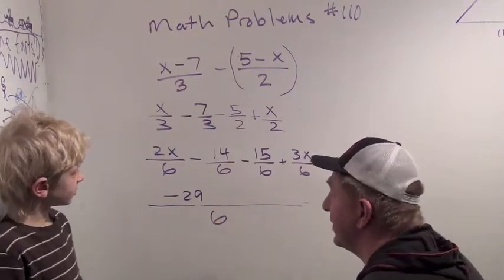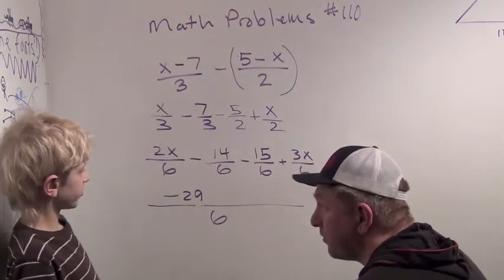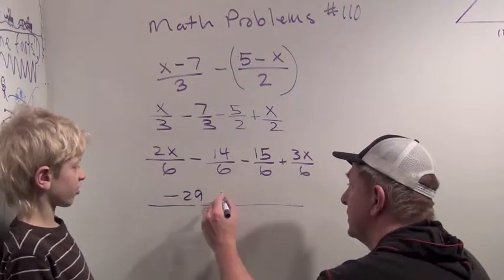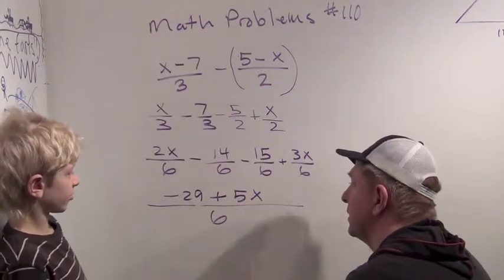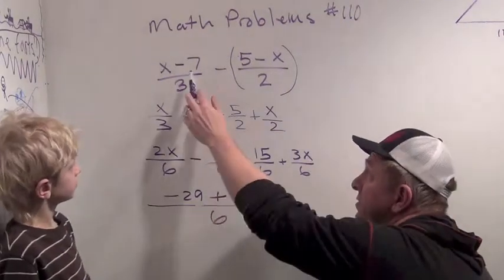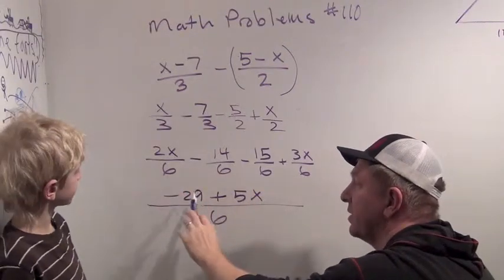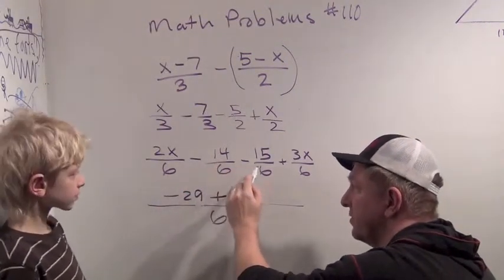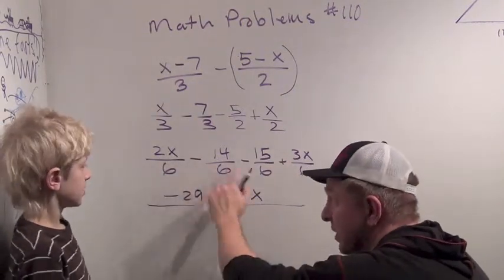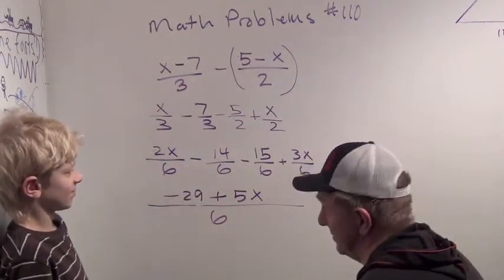What about the non-numbers? The 2x over 6 plus 3x over 6 is going to be 5x over 6. So minus 29 plus 5x over 6. I like this approach. You said I have some fractions. Let's split them apart. Then you got a common denominator. And then you combine the like terms on the top. Minus 14 minus 15 was minus 29, and 2x plus 3x was 5x. Now, you do have to be careful with those minuses. Don't let those become secret invisible minuses.